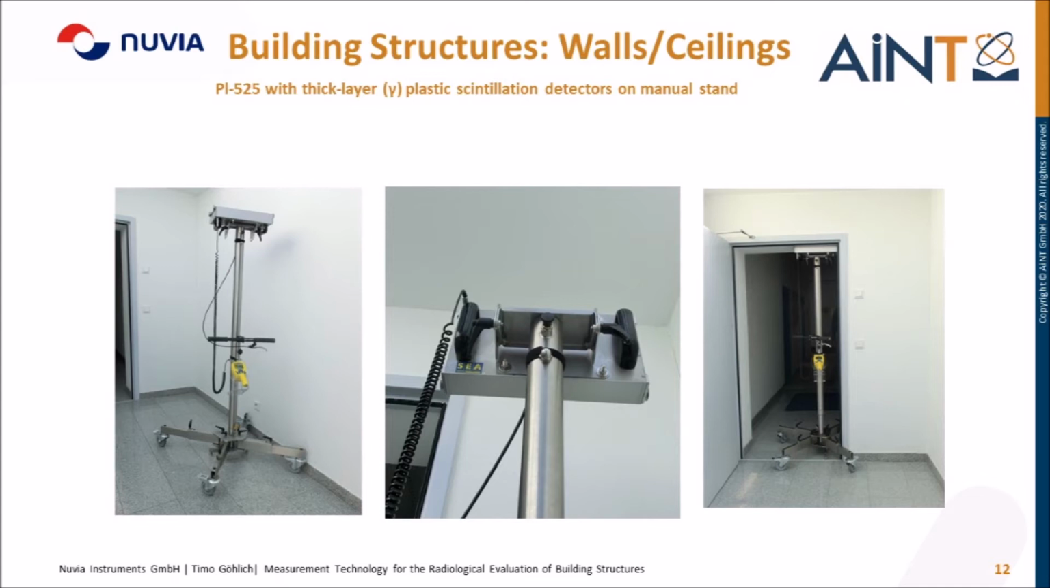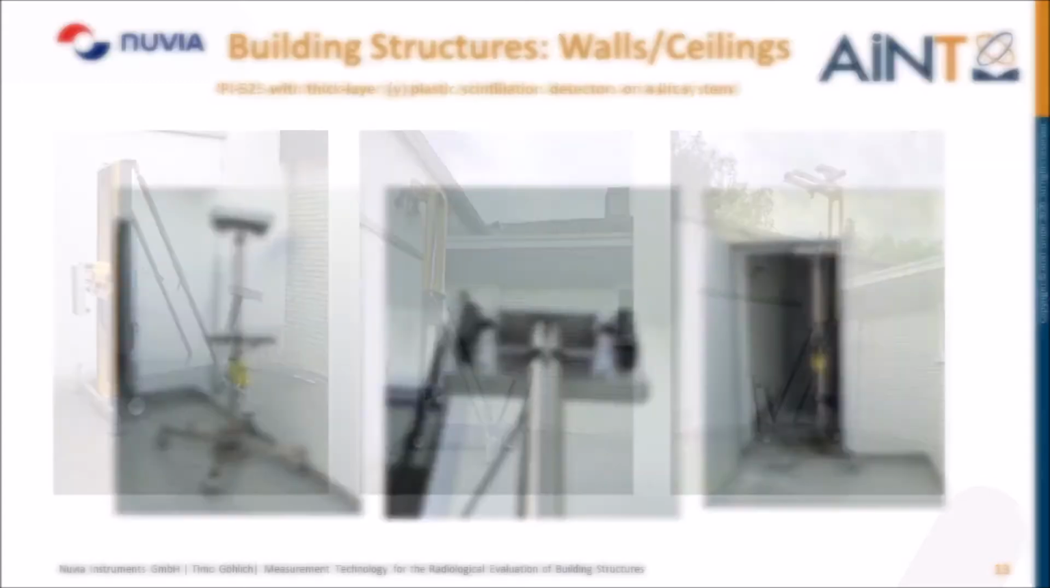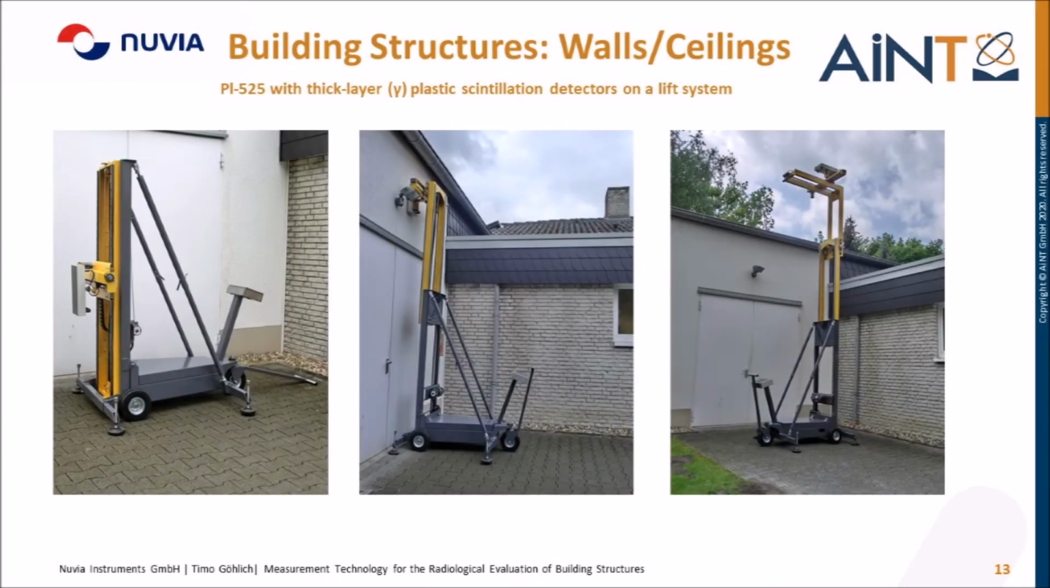Here we see a manual mechanism for measuring ceilings or walls or door frames. This is especially suitable for smaller building parts that you want to measure, or if you want to have a bigger one, you can also use an electrical support to move the detector system. It is also possible to move the detector system from left to right, from top to bottom, and to install it in the ceiling to detect contamination.